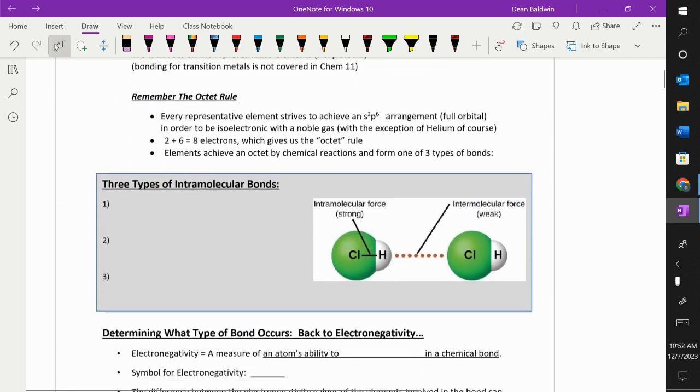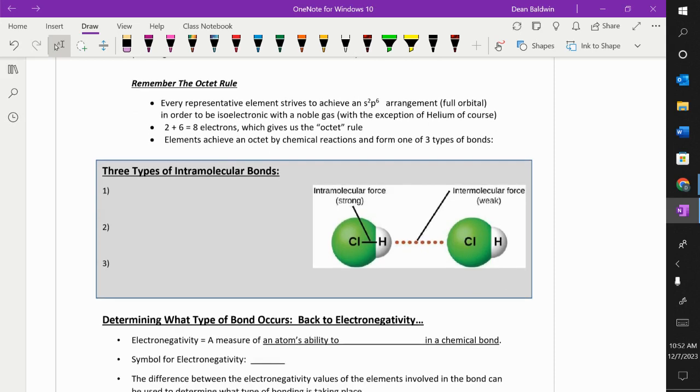Okay, intra. So you know the general types. We're going to break them down a little more. So we have an ionic bond. And then we said, in the past, we would just say ionic, covalent, right? Ionic is metal, non-metal. That's what we said. That's like the simplified version, right?